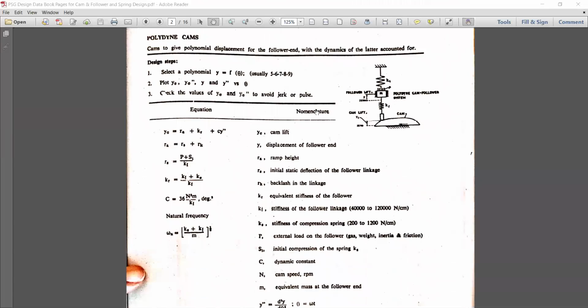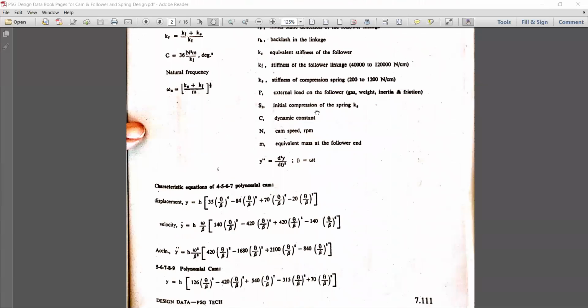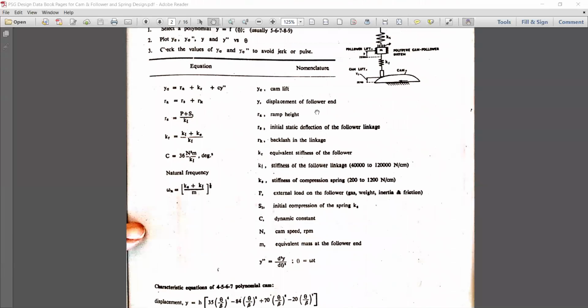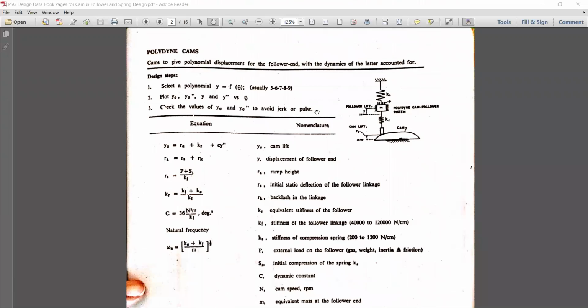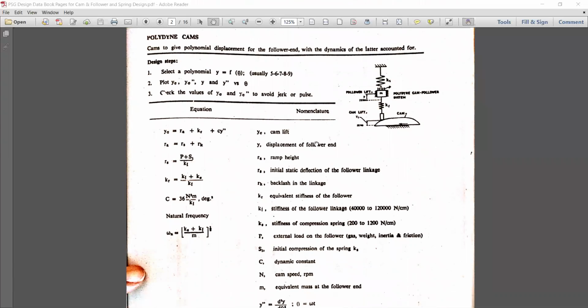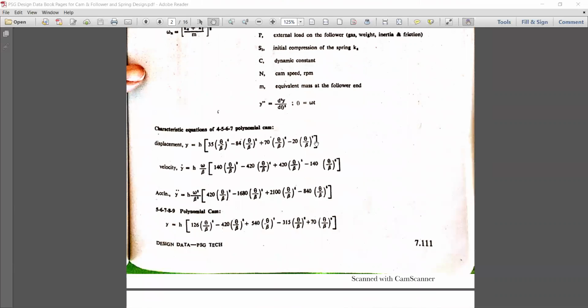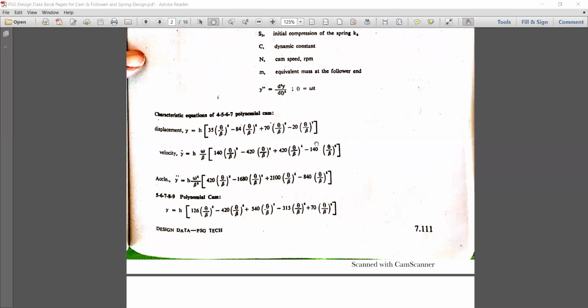In PSG page number 7.111, a few equations as well as polynomial cams have been given. The equations are written over here. Then the characteristic equation for polynomial cams is also given.